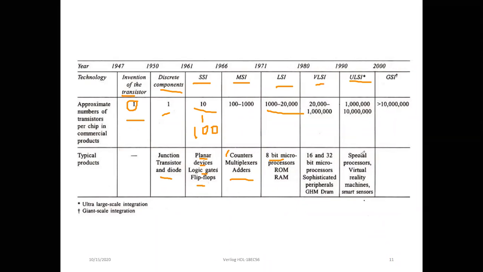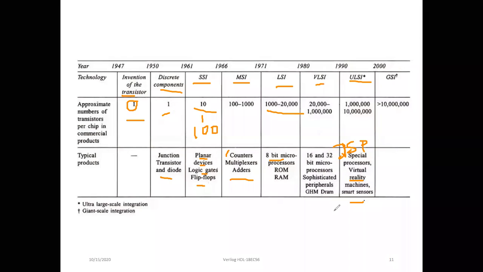The examples are the special processors. A special processor is, for example, a DSP processor. You can consider this DSP processor as a special processor. Then virtual reality machines, which we are using nowadays, right? AR, augmented reality, virtual reality.